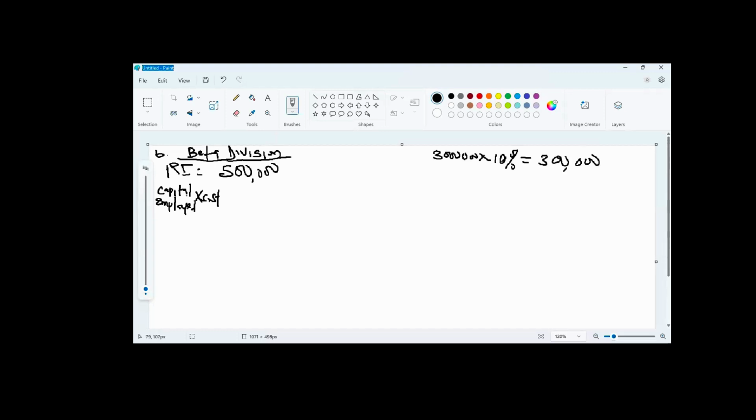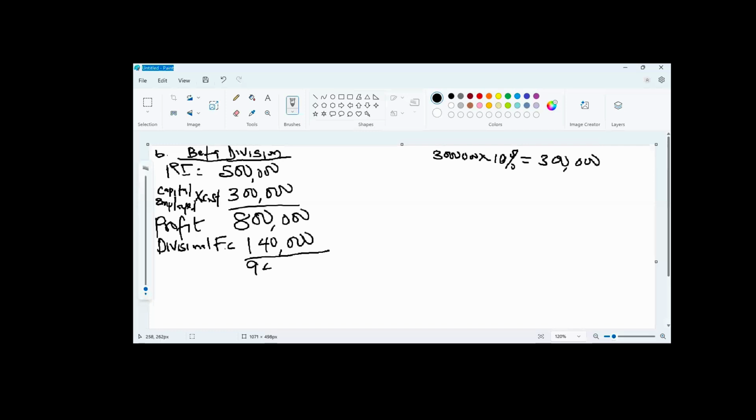Please add this 300,000 back to residual income. That will give me 800,000. That 800,000 is the profit of Beta division. Once you get the profit, add back divisional fees cost. What is the fees cost for Beta? 140,000. If you add these two together, what do you have? 940,000. This is the contribution of Beta division. Now, the variable cost of Beta division.